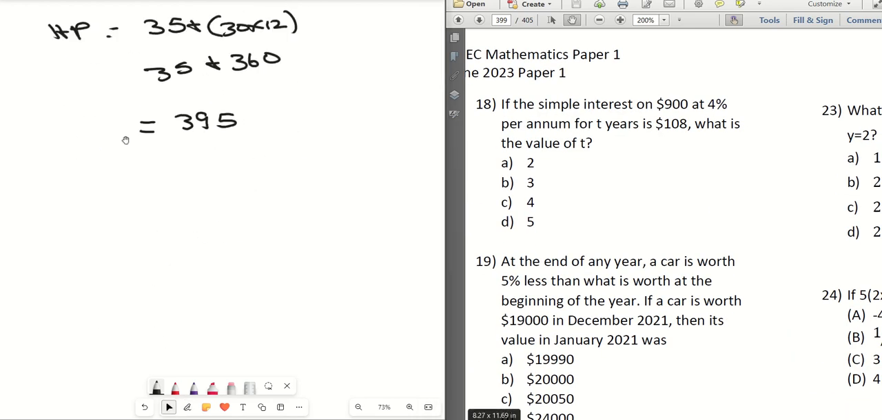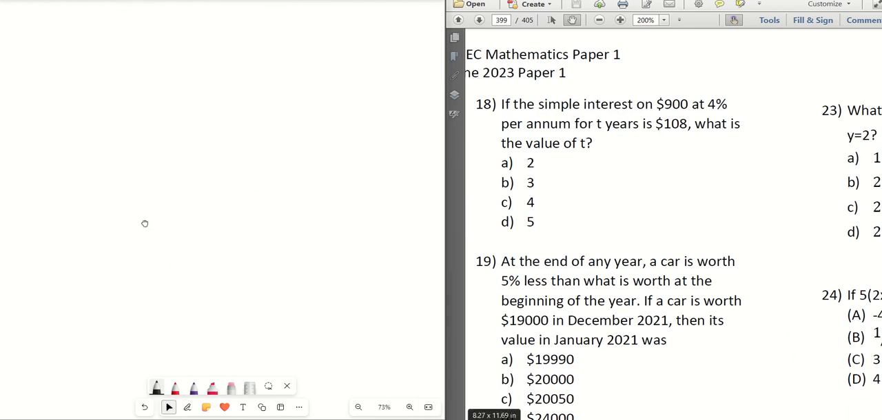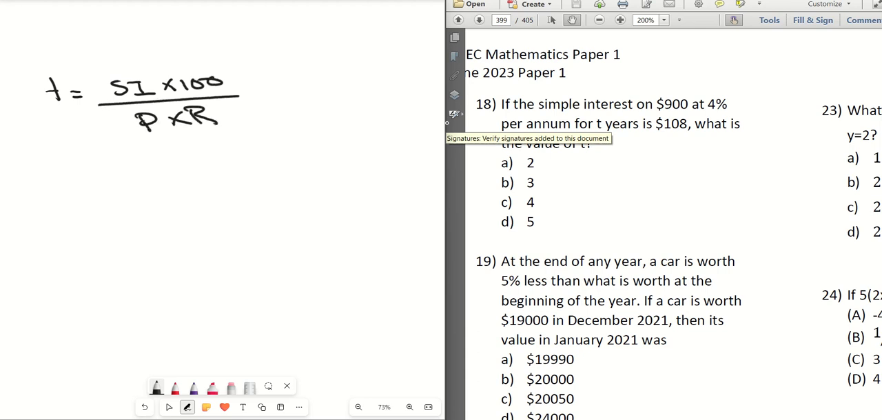If the simple interest on $900 at 4% per annum for T years is 108, what is the value of T? Meaning they are asking for time, right? So time is equal to simple interest multiplied by 100 over principal by rate, which is equal to 108 multiplied by 100 all over 900 multiplied by 4, right?